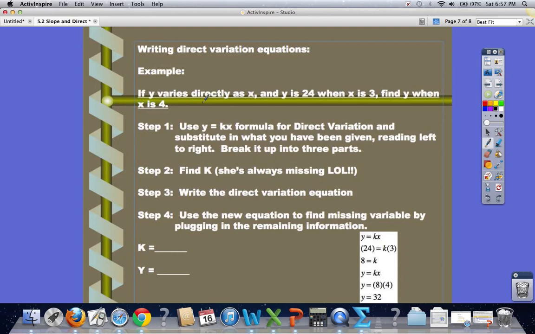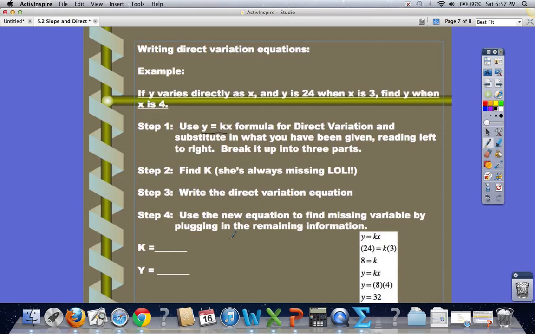Do each part separately. You're going to use the y equals kx formula for the direct variation. Then what you're going to do is substitute in what you've been given, reading left to right. And then you're going to find k because she's missing again. I know it's a funny joke, but k is always missing with direct variations. We're always looking for her, and we have to find her first. And then once you find her, you're going to write your direct variation equation. And then using your new equation, you're going to find the missing parts. Okay? So let me show you what I mean.